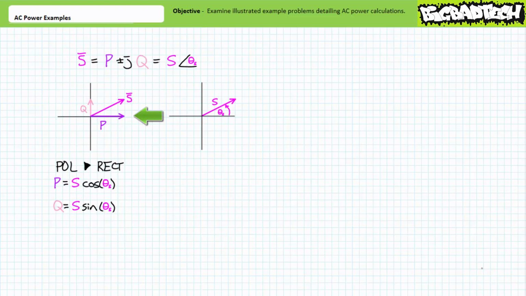P equals S cosine theta S. Reactive power Q, the imaginary vertical y component, is the apparent power magnitude S times the sine of the apparent power angle, theta S. Q equals S sine theta S. Coming at this from the other direction, given the rectangular form of apparent power, one can determine the individual polar components. The magnitude of apparent power S is the square root of the sum of the squares of real and reactive power. S equals square root of P squared plus Q squared. Finally, the apparent power angle theta S is the inverse tangent of the reactive power Q over the real power P.